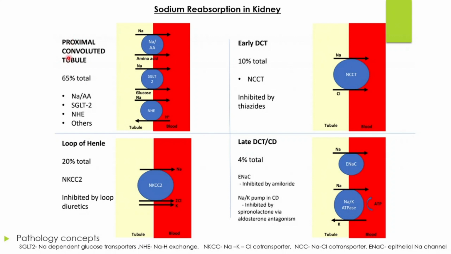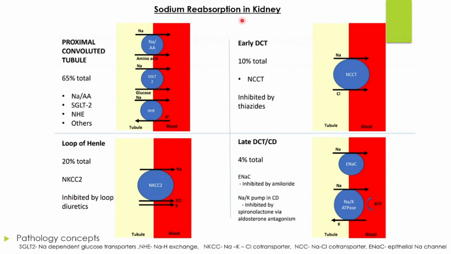In the proximal convoluted tubule, the sodium amino acid transporter, sodium dependent glucose transporter and sodium hydrogen exchange transporter help to reabsorb 65% of the sodium filtered by the glomerulus. In the loop of Henle, the sodium potassium chloride co-transporter helps to transport 20% of the filtered sodium. This pump is inhibited by loop diuretics.